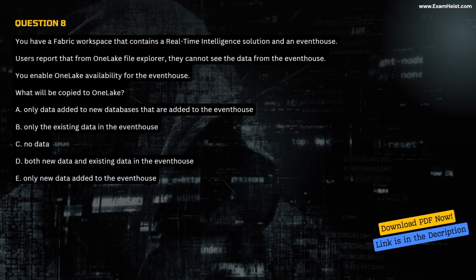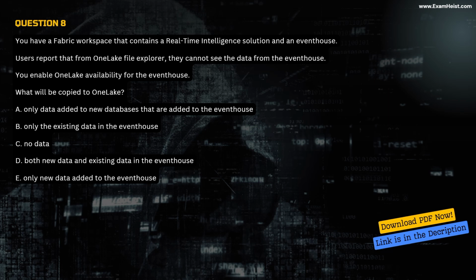Question 8. You have a Fabric workspace that contains a real-time intelligence solution and an event house. Users report that from OneLake File Explorer, they cannot see the data from the event house. You enable OneLake availability for the event house. What will be copied to OneLake? A. Only data added to new databases that are added to the event house.